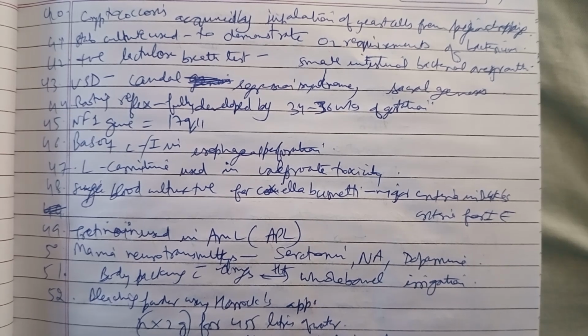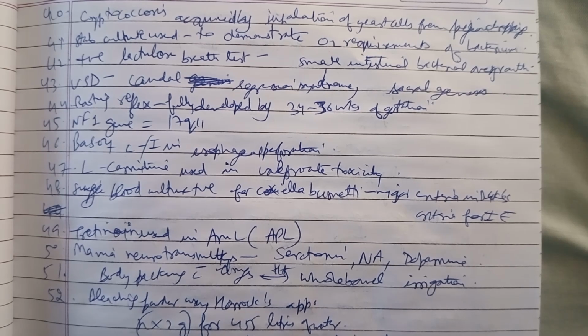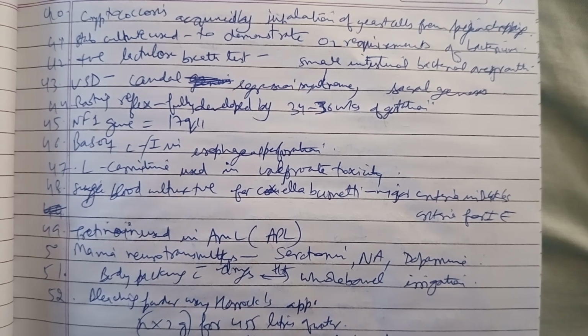Then VSD, it is found actually in the infant of a diabetic mother. These congenital anomalies: VSD, caudal regression syndrome, sacral agenesis. Then rooting reflex is fully developed by 34 to 36 weeks of gestation. NF1 gene is found on 17q11 chromosome. In esophageal perforation, barium sulfate is contraindicated and iohexol is used, which is non-ionic water-soluble contrast. In valproate toxicity, L-carnitine is used.